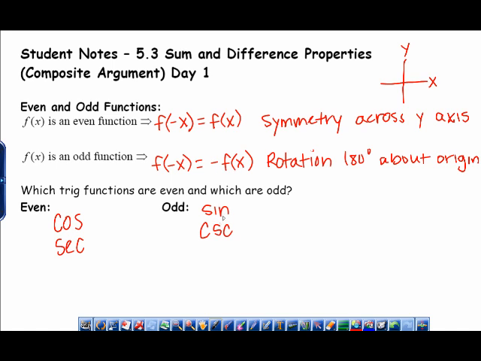And we've done 4 trig functions so far. So I'm going to let you take a few seconds and think about where tangent should be. Is tangent one that you can reflect across the y-axis? Or is tangent one where you're going to have to rotate it? And think about tangent looks like this. All right, tangent's going to fit in with the odds. And so is cotangent for the same reason.